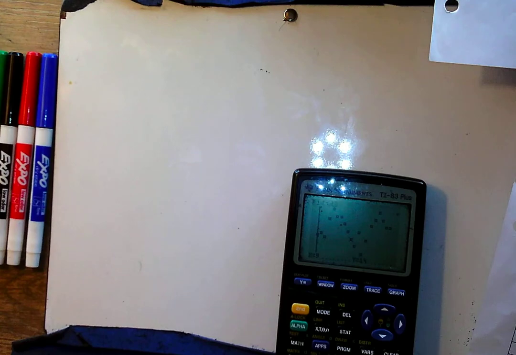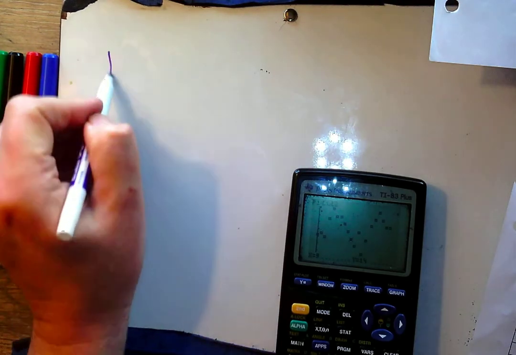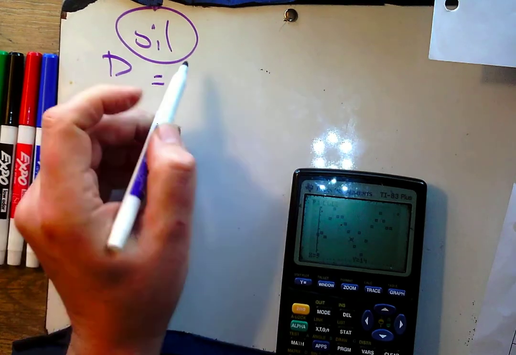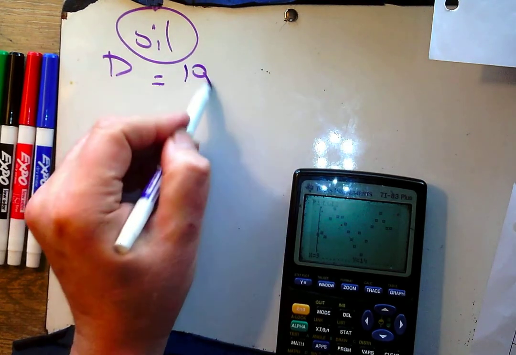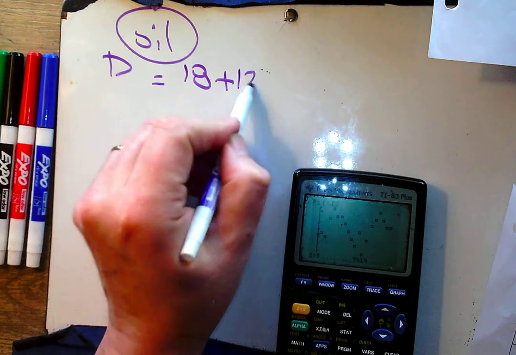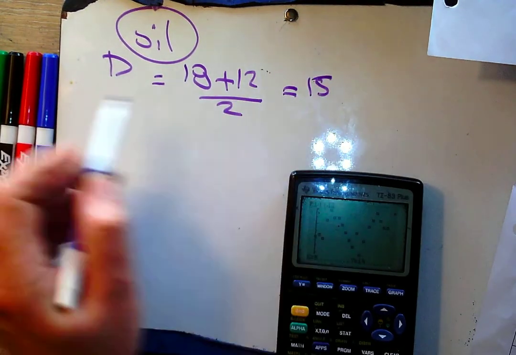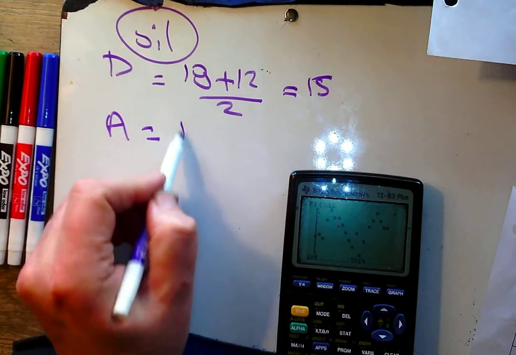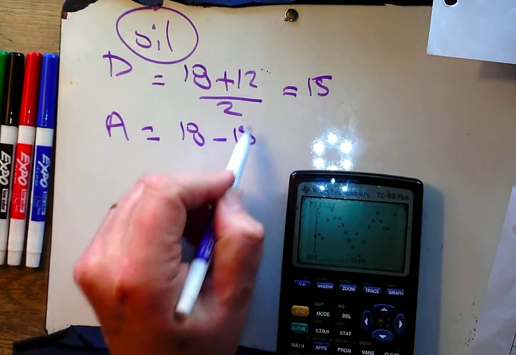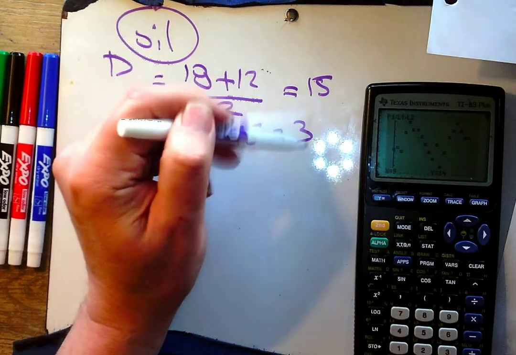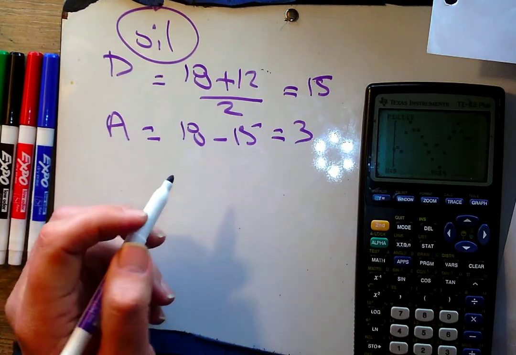So my D value, this is oil that we're dealing with. My D value is the average of the high and low Y values. So 18 plus 12 divided by 2, it's 15. And therefore my A value, high Y minus D, gives me 3. Often students get these two confused, so watch out for that mistake.